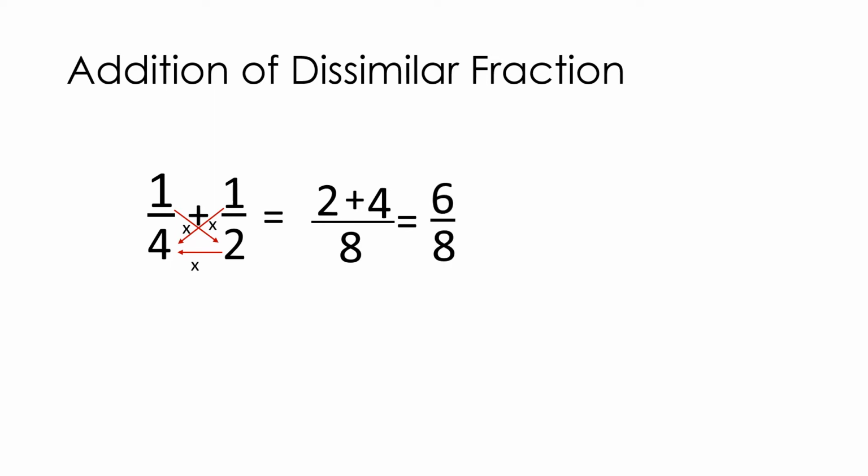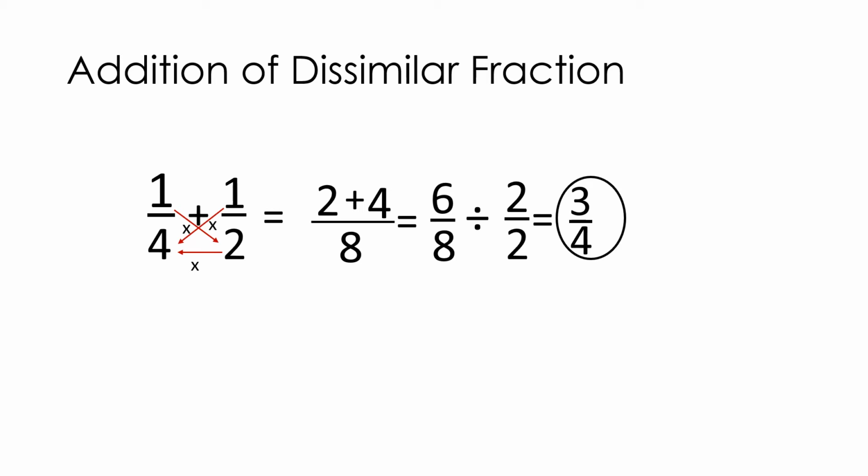The answer is 6/8. Reduce 6/8 to its lowest term. A fraction which is equal to 1 that can divide both 6 and 8 is 2/2. So 6 divided by 2 equals 3. 8 divided by 2 equals 4. 3/4 is the lowest term for 6/8. Therefore, 3/4 is our final answer.